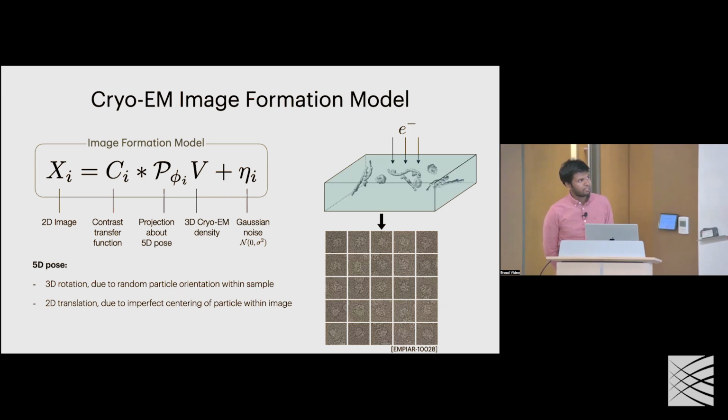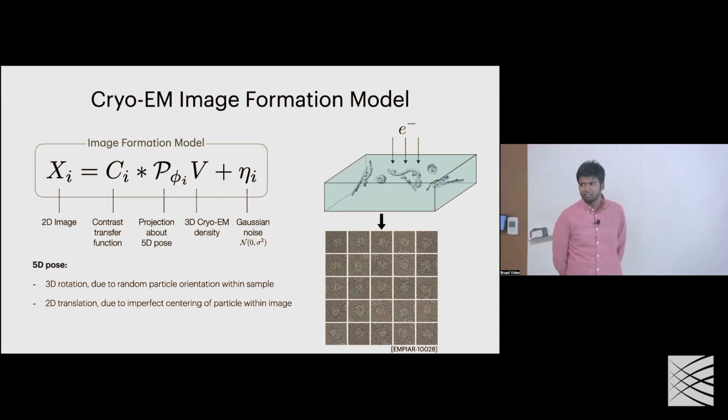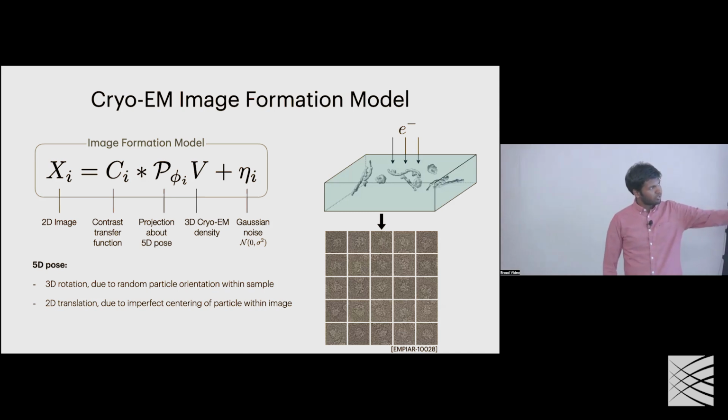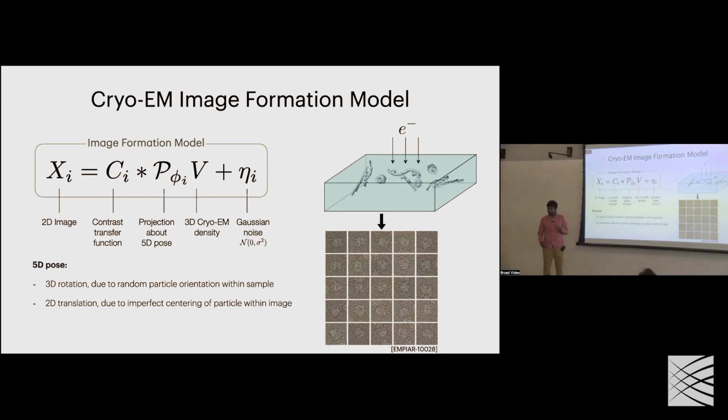So before talking about reconstruction, we first need to build a model of how these images are formed. This equation here shows that. Let V be the underlying structure. Here I'm just assuming homogeneity, so we just have one single structure that doesn't have any conformational changes. We're going to call that structure V.